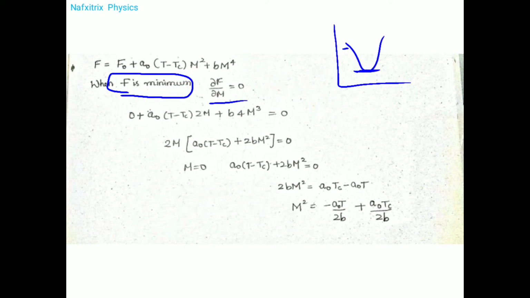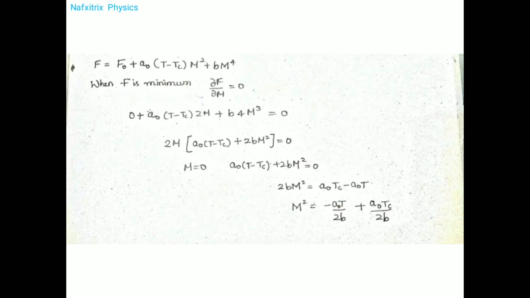So F would be minimum at a certain point of M. In such a case, the tangent, if we draw it, would be parallel to the x-axis. That is, theta is 0, so the slope is 0. From that we would get dou F by dou M equals 0. If we find this dou F by dou M, we would get an equation, and from that we could find a relation between M square and T.